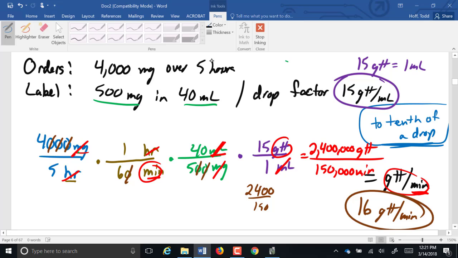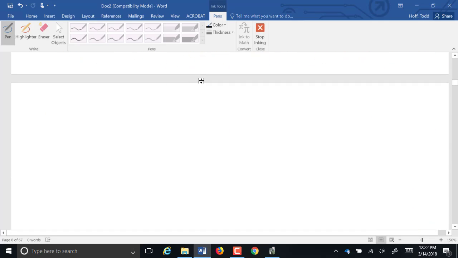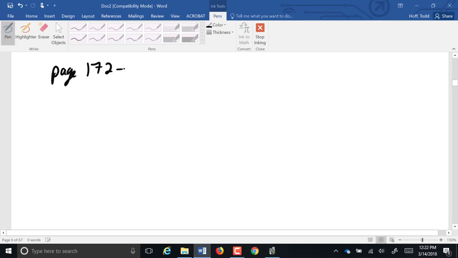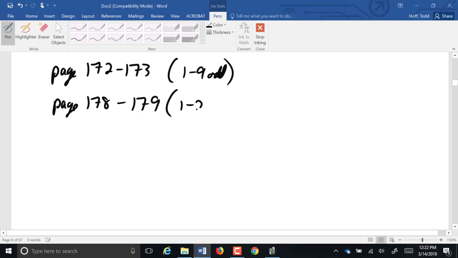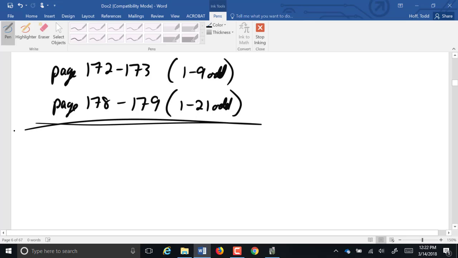We will do more examples with the IV flow rates on Friday. For now, I want you guys to work on page 172 through 173. Problems 1 through 9, the odds. Go over just the constituting solutions and some of the basic dosage calculations from there. Then on page 178 through 179, 1 through 21, the odds. Talks about some of the other dosage calculation formulas, the proportions, dimensional analysis, and stuff like that. So we will pick up from there on Friday.